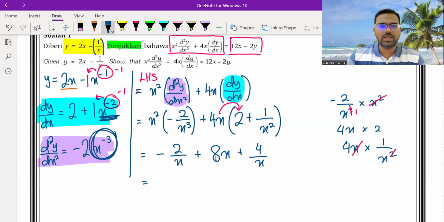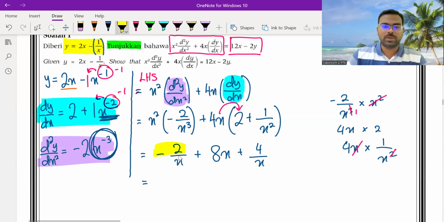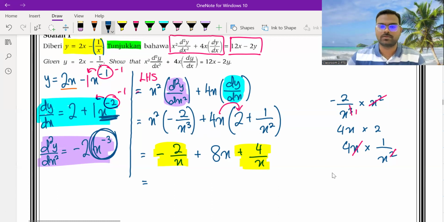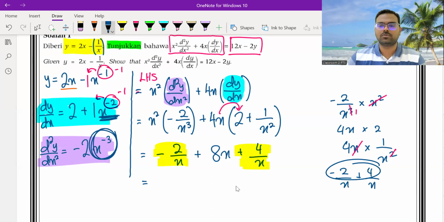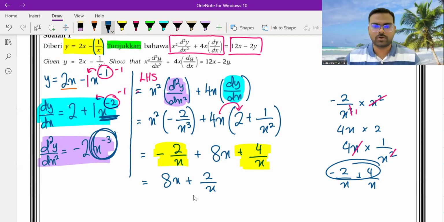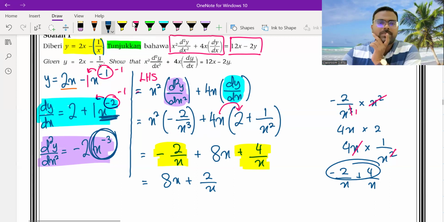We can see over here 8x. Over here we can see negative 2 over x plus 4 over x. Denominator dekat sini sama. These two have the same denominator, so we can combine. Negative 2 plus 4 is like this. Negative 2 over x plus 4 over x. So on top will be 2 over x, right? So cikgu tulis 8x plus 2 over x. Okay? So far good? But kita tengok sebelah kanan.